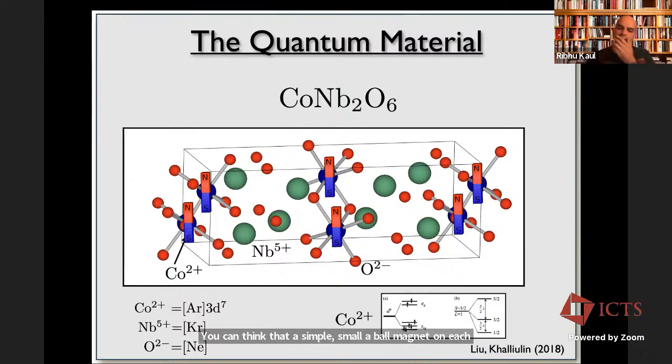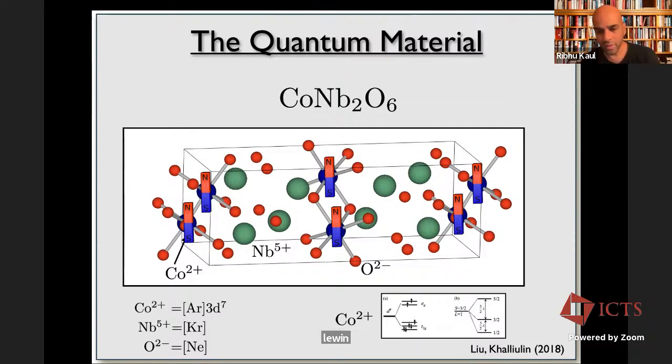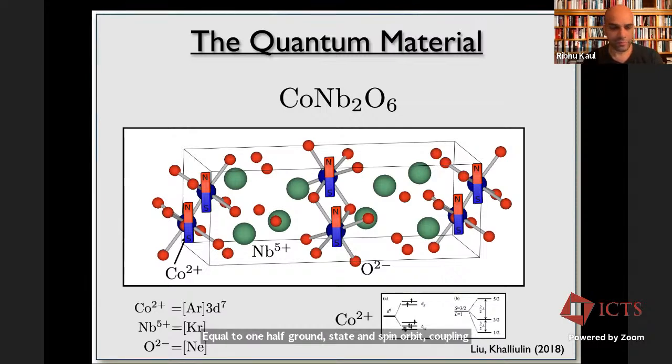And this cobalt 2+ electronic configuration has been emphasized by various authors, Liu and Khaliullin, and there's another set of authors who I'll talk about later, who emphasize that this could have a J equal to 1/2 ground state, and spin orbit coupling could be strong even in a 3d transition metal.